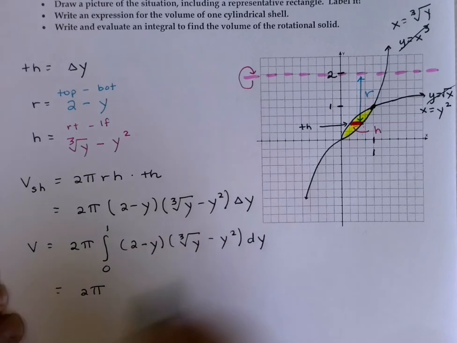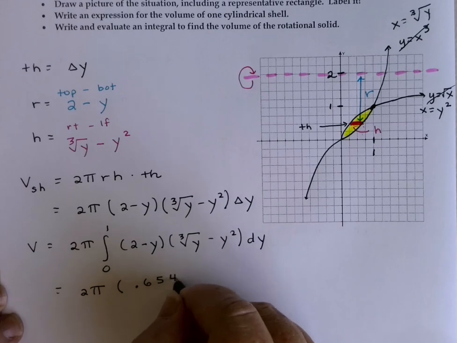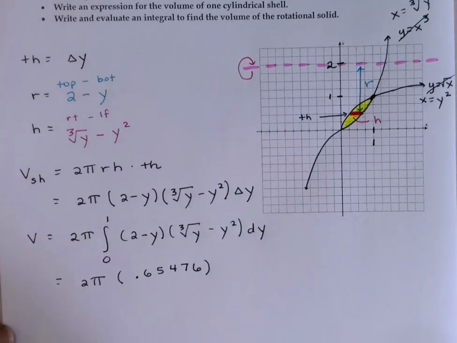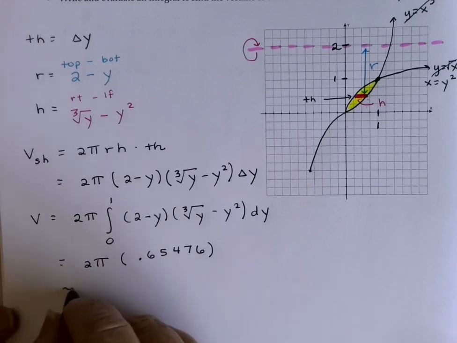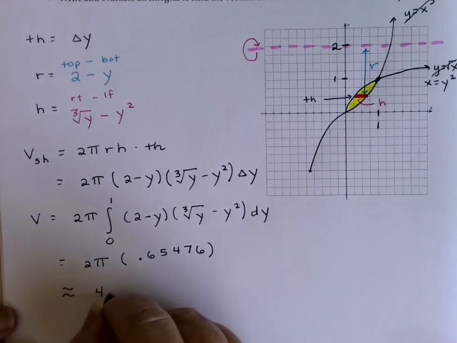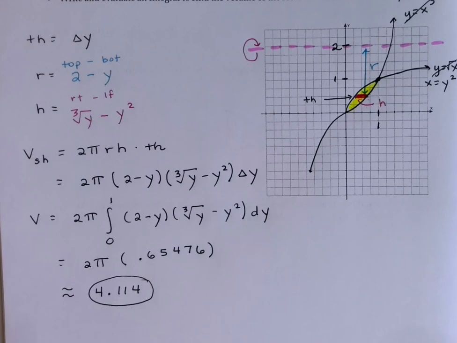I put that whole integral into my calculator, and again it did not come out to anything recognizable, not a nice fraction or anything. I got about 0.65476. And then I just went ahead and multiplied that by 2 pi to get a numerical approximation to the final answer, and it came out 4.114. All right, that brings us to the end of section 6.4, our third and final method for finding volumes of solids of revolution.